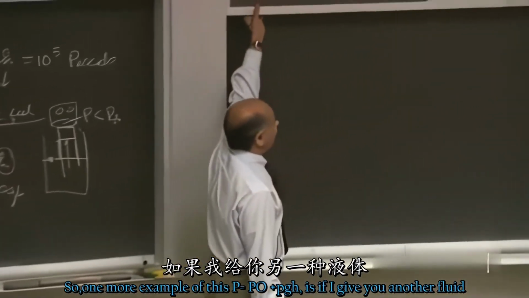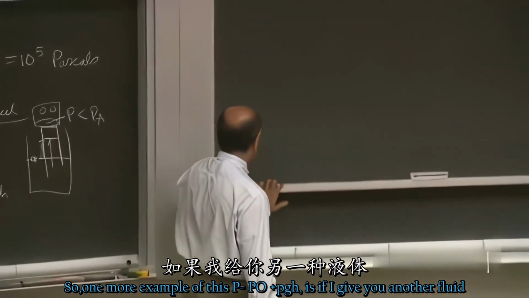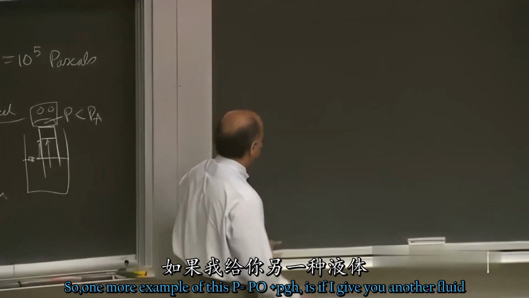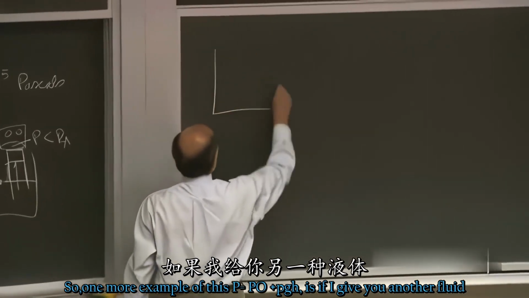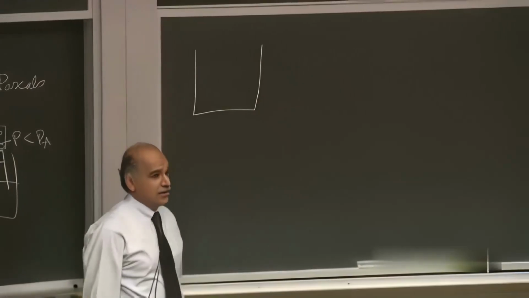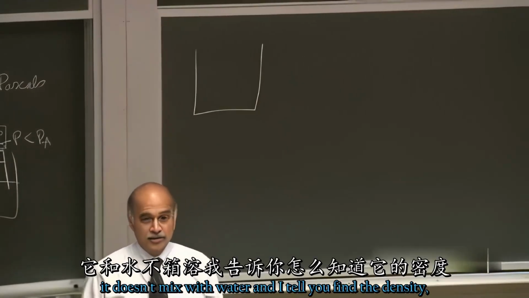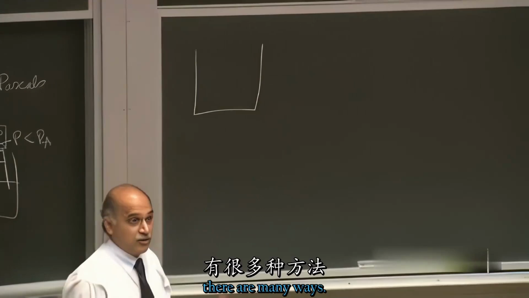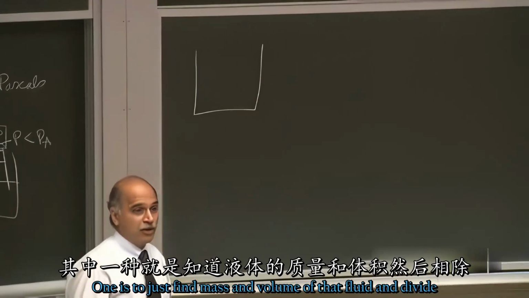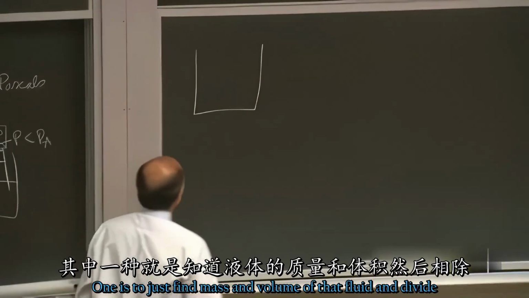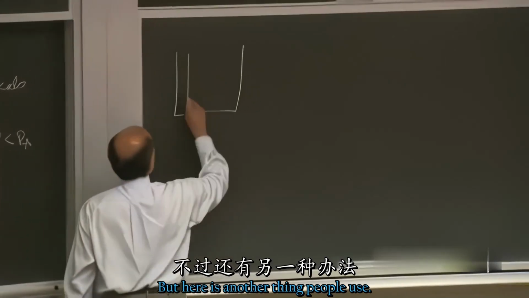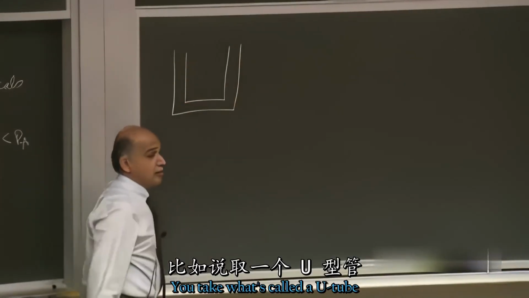One more example of P equals P naught plus rho gh is, if I give you another fluid that doesn't mix with water, and I tell you to find its density, there are many ways. One is to just find the mass and volume of that fluid and divide. But here's another thing people use. You take what's called a U-tube.